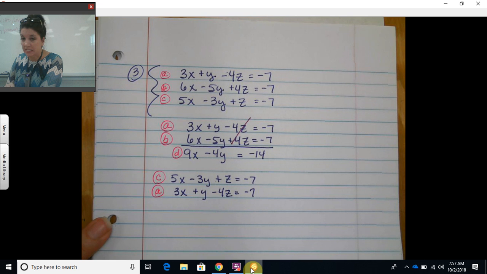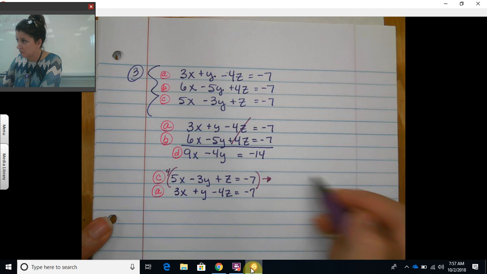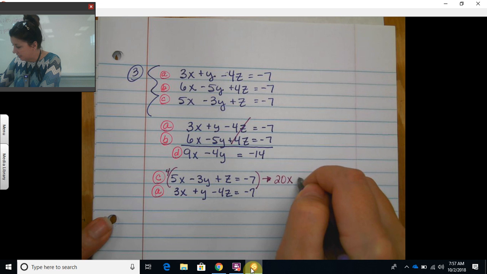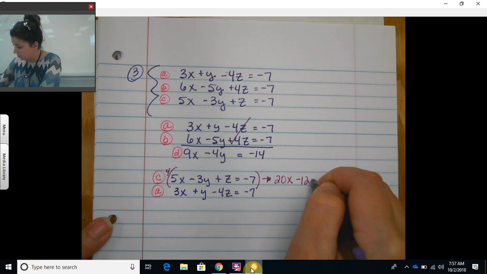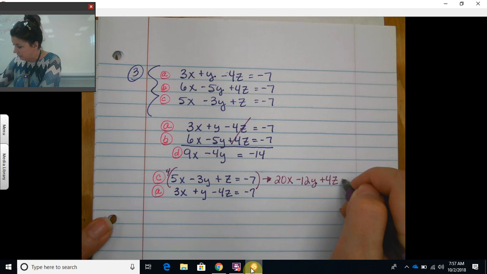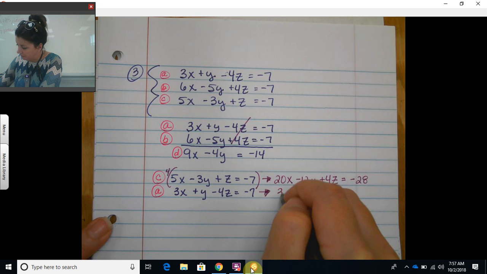And as you can see, my z's are not going to eliminate automatically, but I will just have to multiply the top equation by what? 4. Distribute. 4 times 5x is 20x. 4 times negative 3y is negative 12y. 4 times positive z is positive 4z. Equals 4 times negative 7 is negative 28. Bottom equation, I'm not having to multiply by anything.